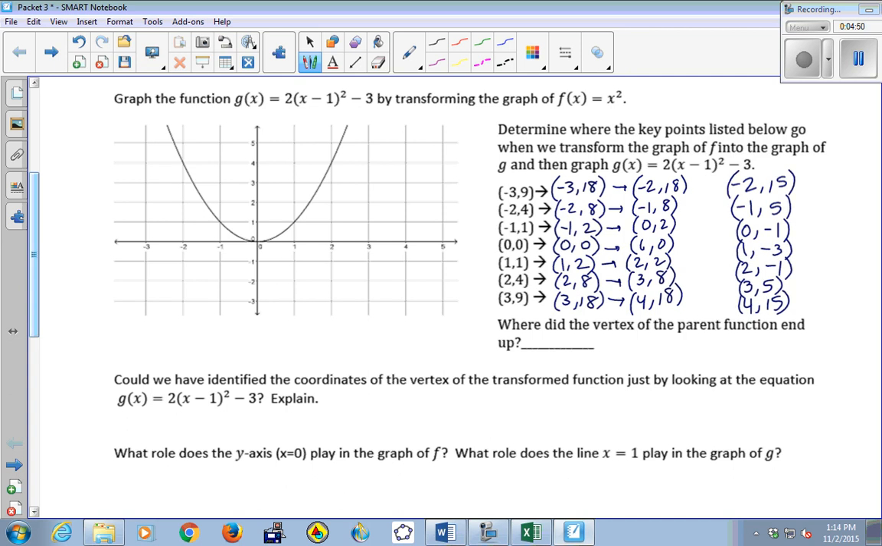Okay. So let's plot these points. Negative 2, 15 does not fit on my graph. Let's see, negative 1, 5, I can plot that. 0, negative 1, 1, negative 3, 2, negative 1, 3, 5, and 4, 15 is off of my grid, but I think I have enough here to be able to see the U shape.